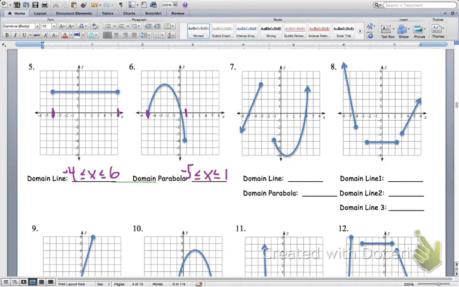Let's look at the next one. Now, this is a piecewise function because there's two pieces to it. So we have two domains, a domain for the line and a domain for the parabola. So let's go ahead and do the line first. The line stops on the right side at -3, and it goes on forever to the left. So this is the B case that we have up at the top. So it's everything to the left of -3. So it's x less than or equal to -3.